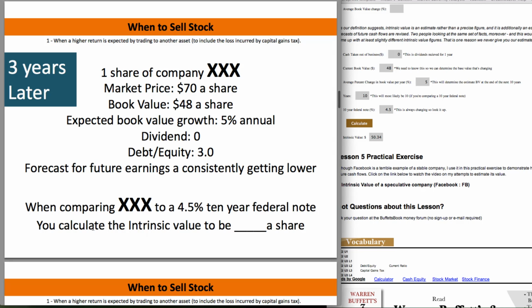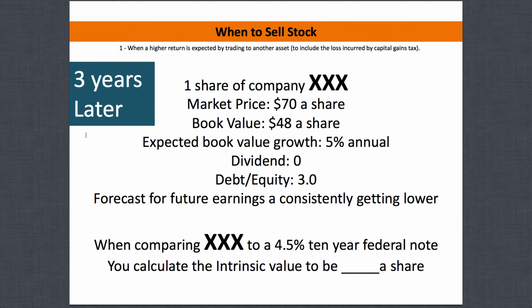So to answer our question down here, to calculate the intrinsic value of one share, we think it's now worth $50 a share when we compare it to the 10-year federal note at 4.5%. Not only did we find the intrinsic value to only be worth $50 a share, but we also have that debt to equity issue, and we also see that the future earnings are consistently getting lower. So these are all signs that you would potentially want to sell this stock.